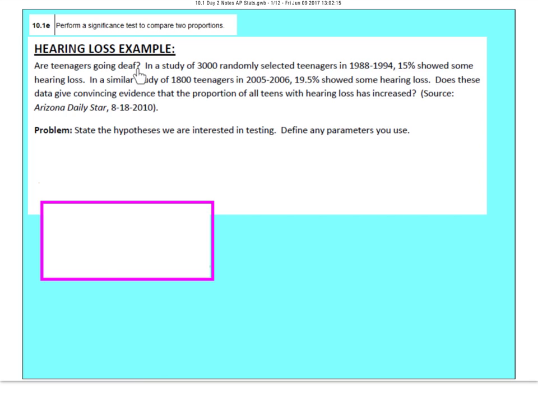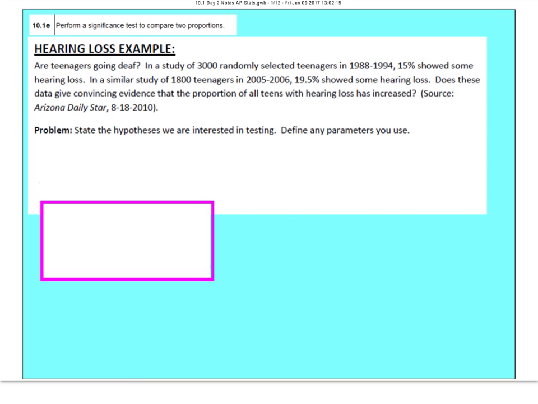Are teenagers going deaf? In a study of 3,000 randomly selected teenagers in 1988 to 1994, 15% showed some hearing loss. In a similar study with 1,800 teenagers in 2005 to 2006, 19.5% showed some hearing loss. Does this give convincing evidence that the proportion of all teens with hearing loss has actually increased?